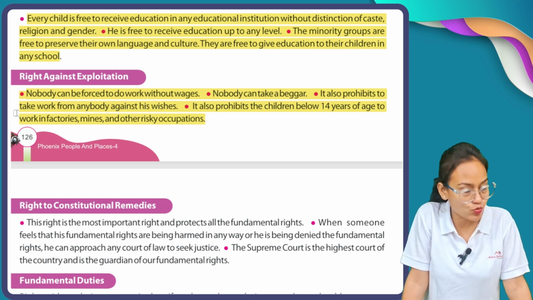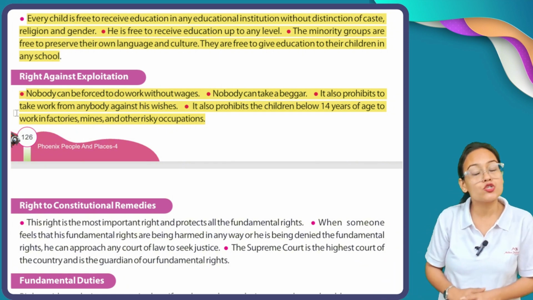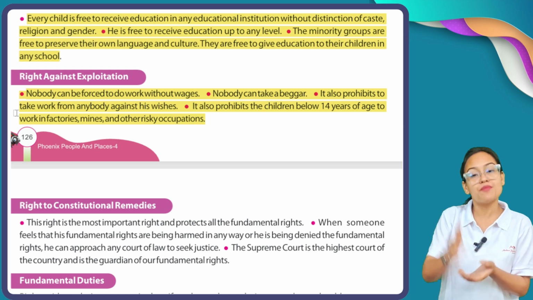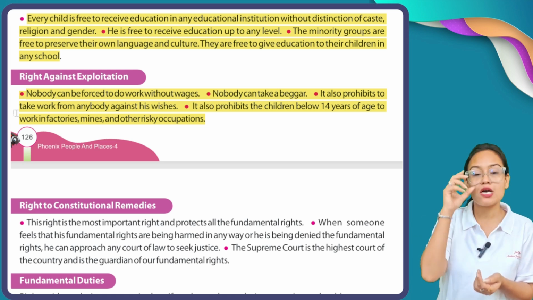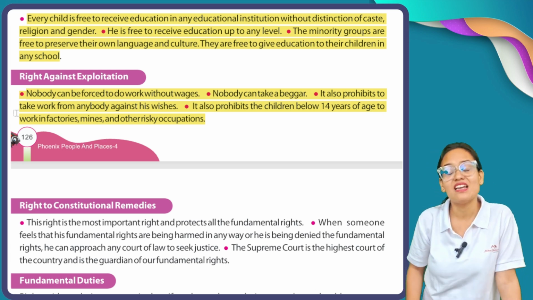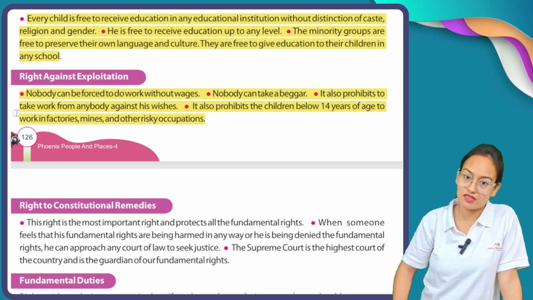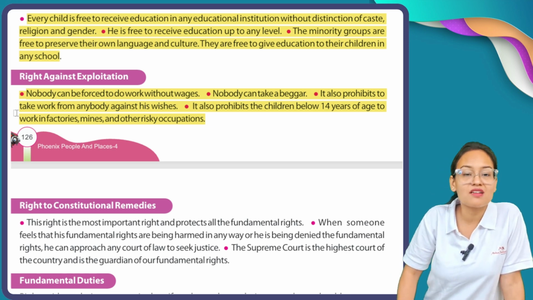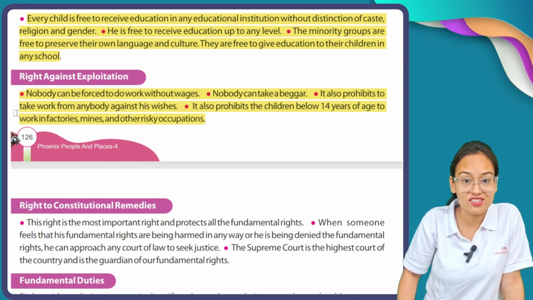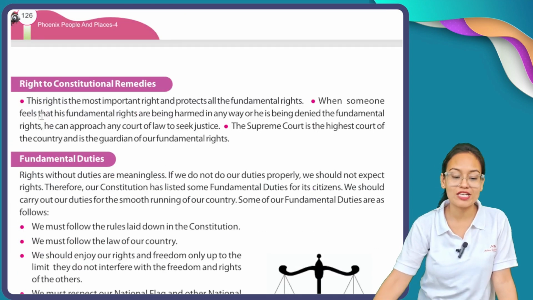Right against exploitation: it is prohibited to take work from children below 14 years of age, because in our country India, many mines and many factories take work service from children below 14 years. It comes under right against exploitation. If they want, they can file a case against it. So all these rights come under right against exploitation.